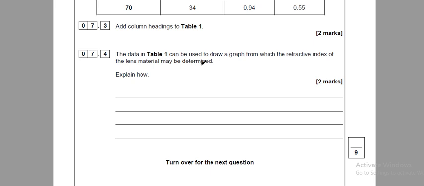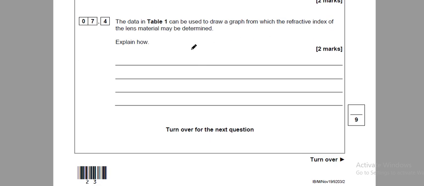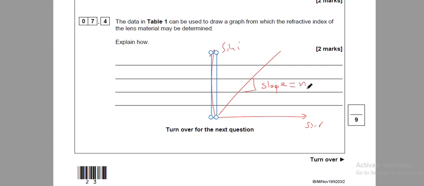Data in table 1 can be used to draw a graph from which the refractive index can be determined. Explain how. So you will say that if we draw sine i on the y-axis and sine r on the x-axis, the slope of the straight line will be the refractive index n.